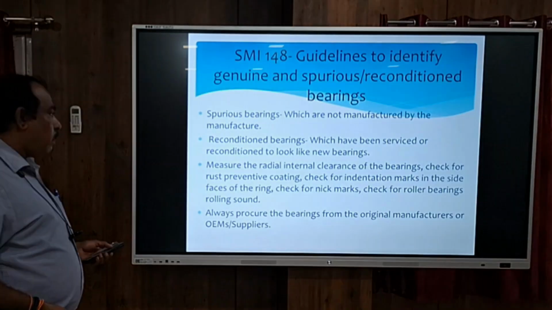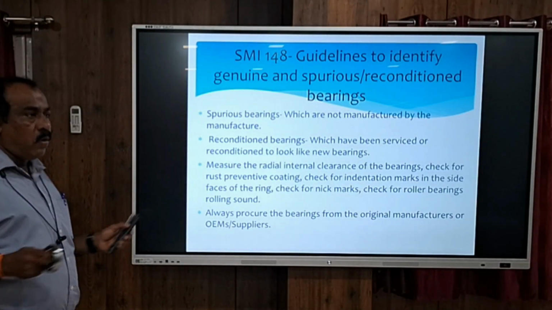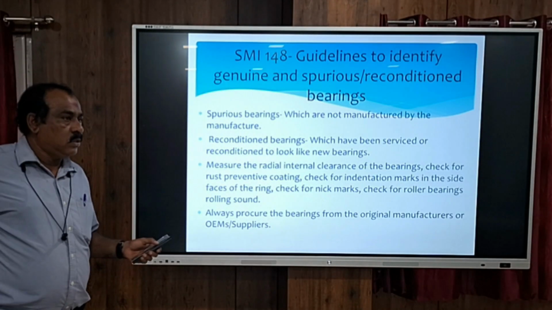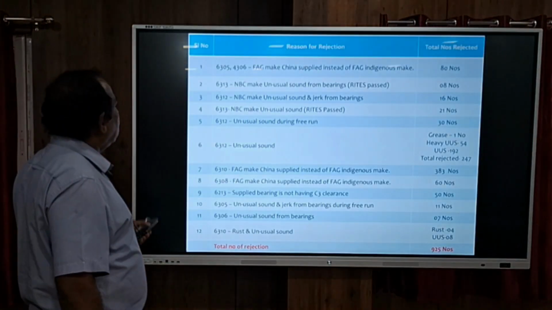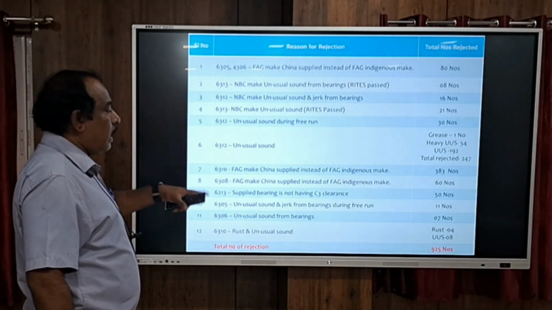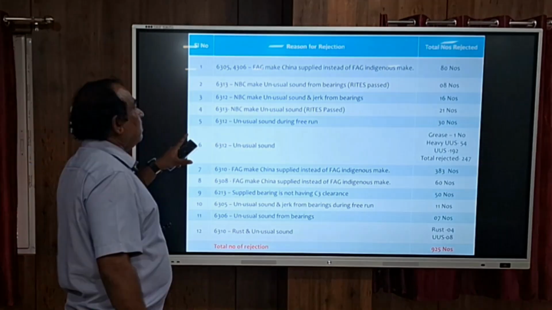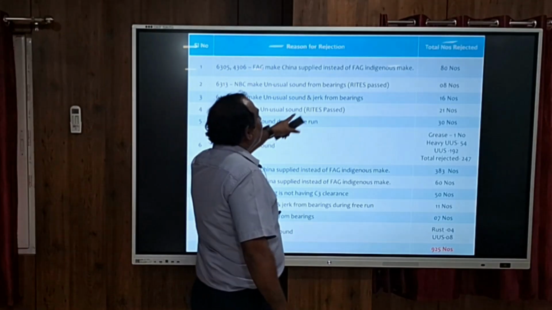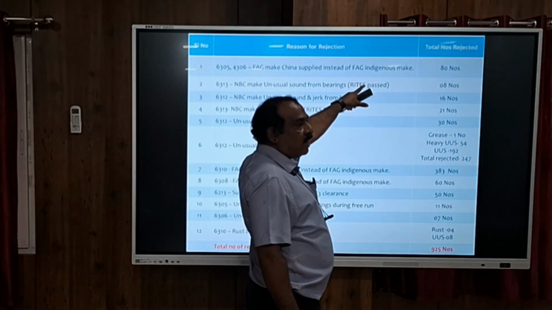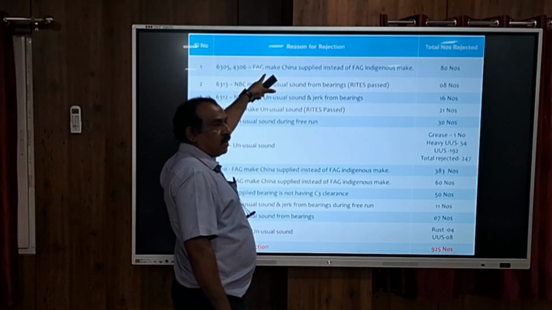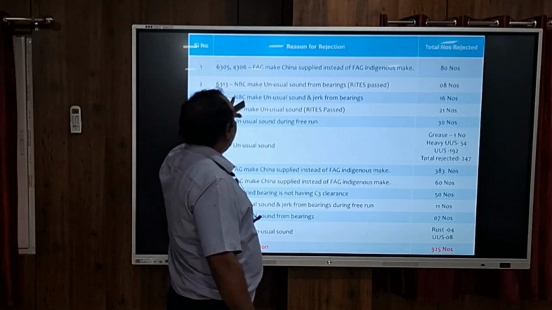Always procure the bearing from the original manufacturers or OEMs or authorized suppliers. This is most important. And for this reason I have rejected around 925 bearings. Each one has a distinct history. This actually I had indented as FAG India make, whereas that fellow has given China make. So that was rejected.